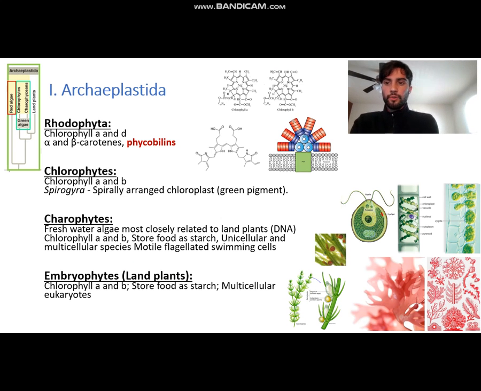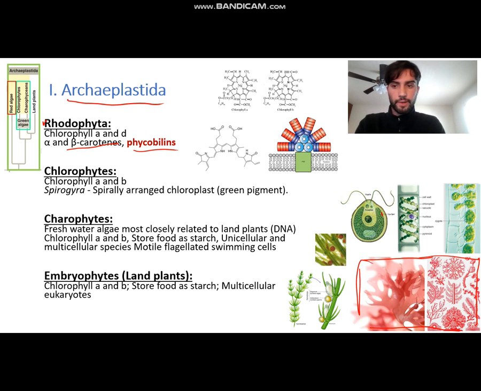So in the supergroup Archaeoplastida we have several groups. We have rhodophytes, the red algae that we see here. They have different pigments, but phycobilins and carotenes give them this red coloration. They have chlorophyll A and chlorophyll D.